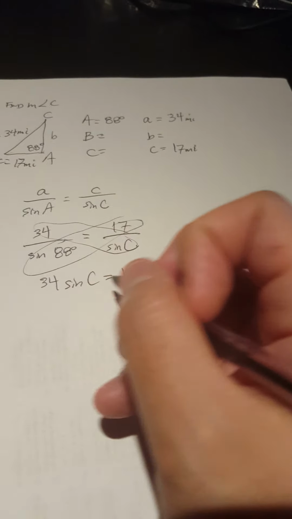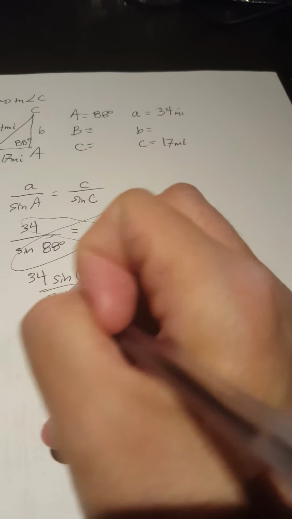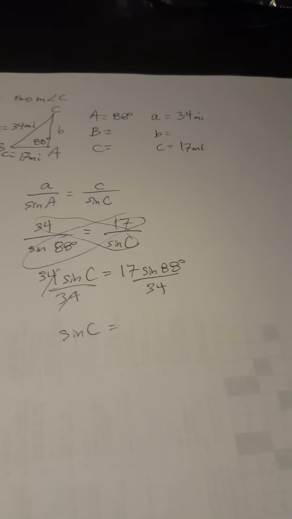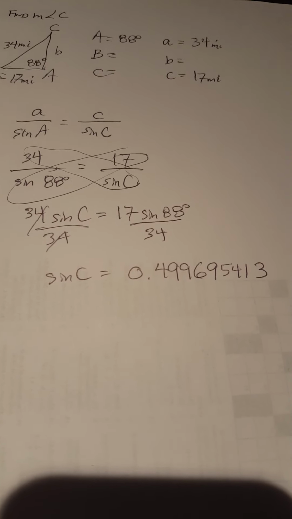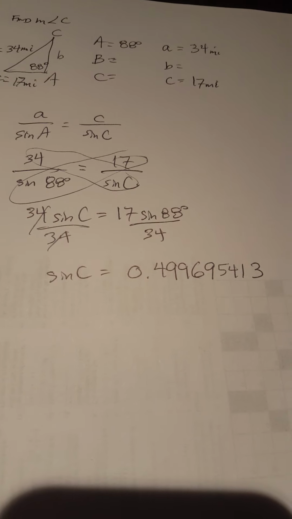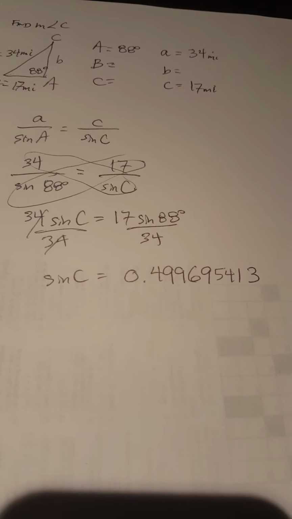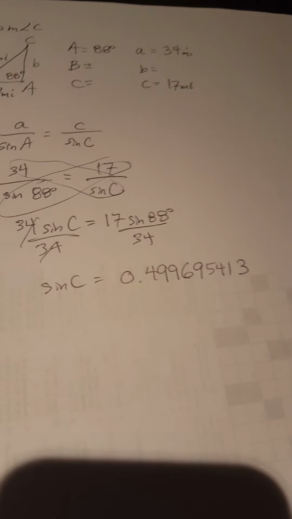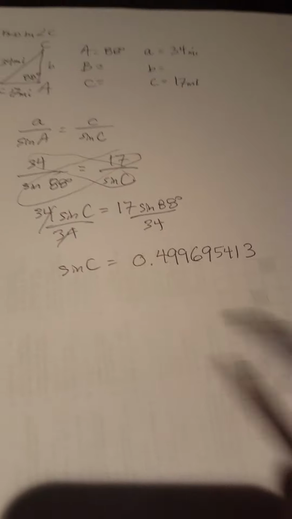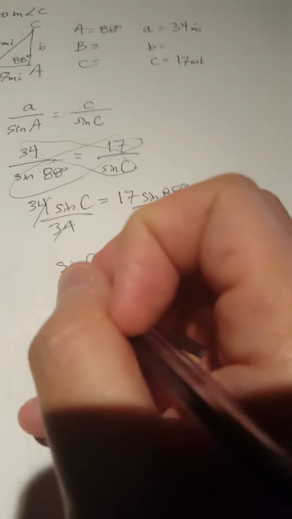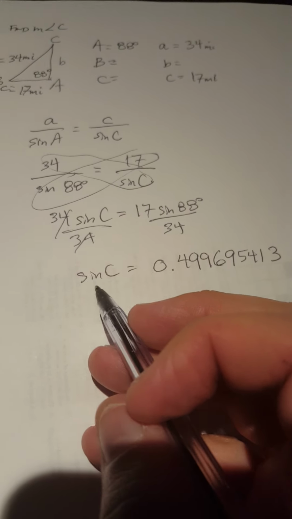And I just need the sine C by itself. Let's divide by 34 on both sides. So sine C is going to be equal to all this. So after I pause and I punch that into a calculator, I have sine C equals 0.499695413. Okay, now I need to get rid of the sine, so I just have C by itself. So like the other one, if I just want C, I have to get rid of sine. So you get rid of a trig function by taking the inverse of that trig function.